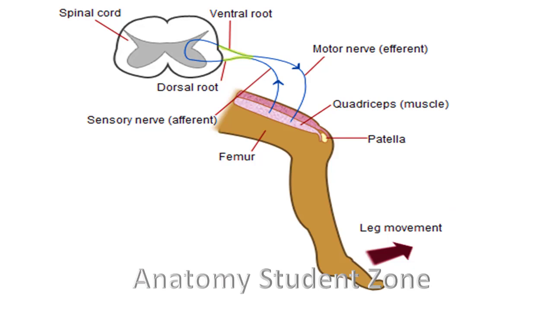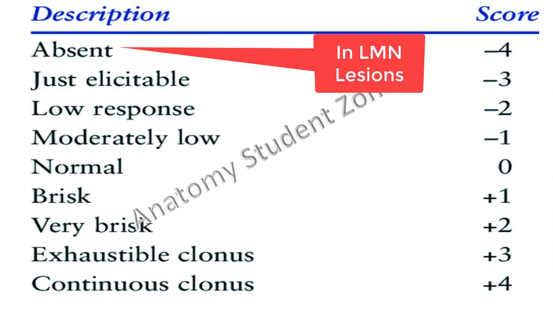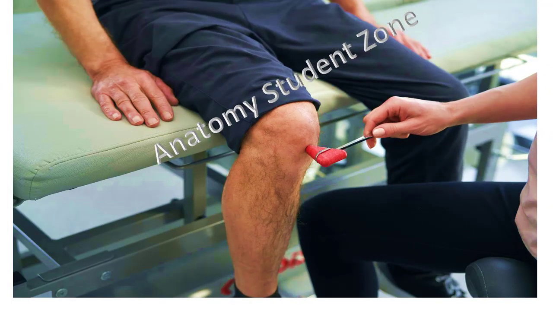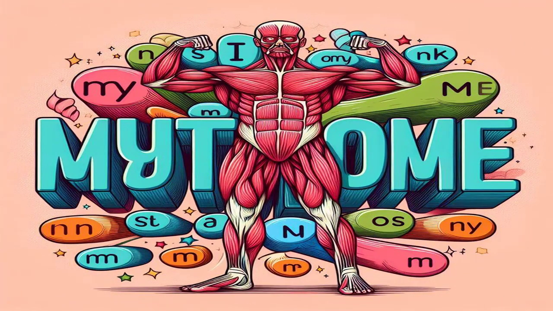The absence or decreased reflex indicates a problem. Normally this reflex is absent in sleep. It is also absent in lower motor neuron lesions. So the summary is that this test assesses the L2, L3 and L4 segments, or the L2, L3 and L4 myotomes. Like dermatomes, myotomes can overlap. So even though the myotomes have been mapped to a certain area of the body, the mapping is not precise, like we have seen in the dermatomes.